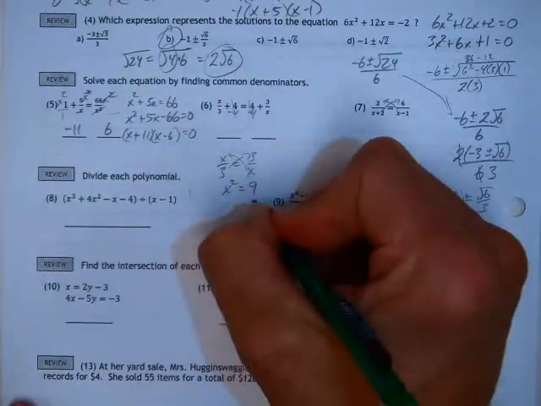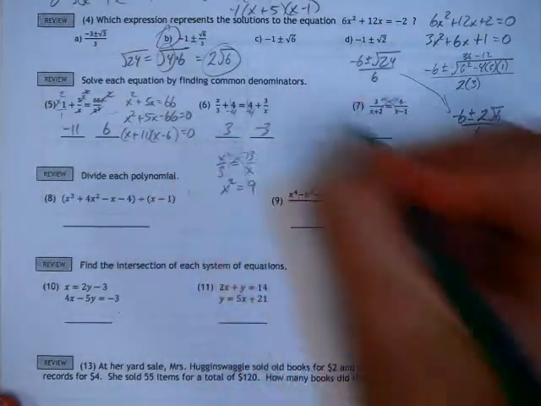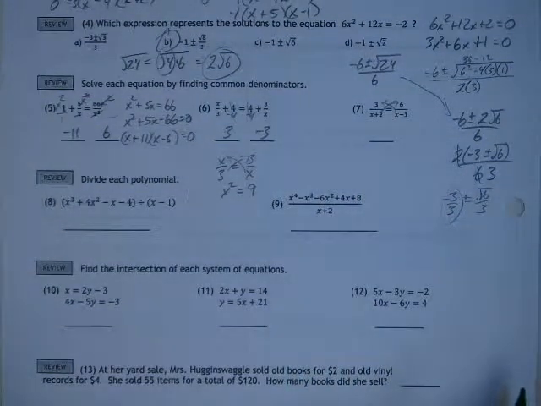You have two solutions here as well. Take the square root of both sides, x equals 3 or negative 3. Two solutions there. You should solve for x after you cross multiply.